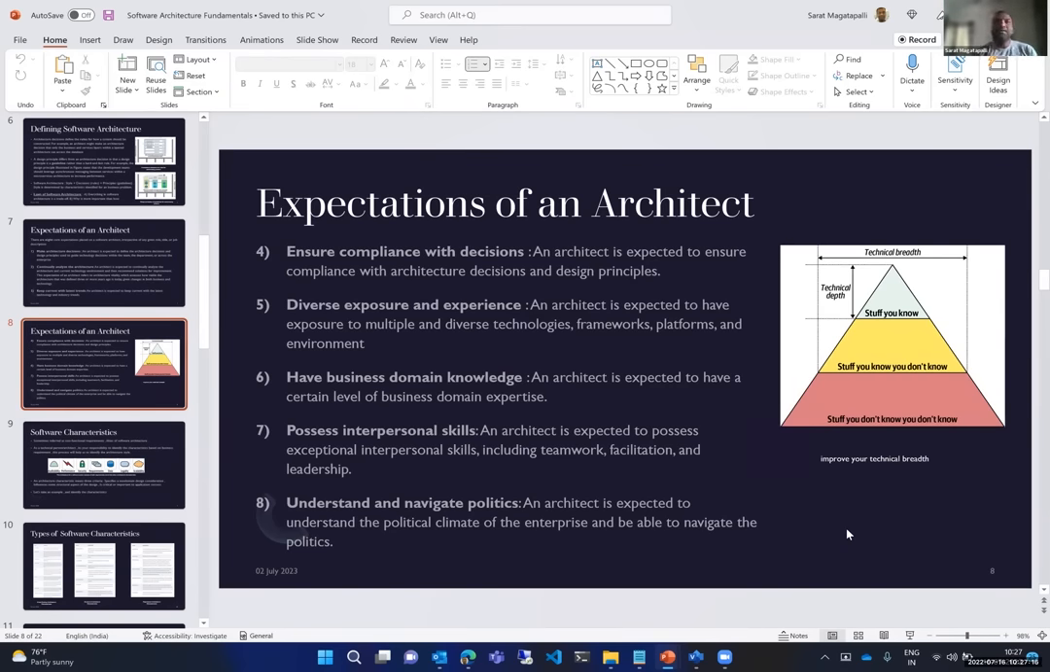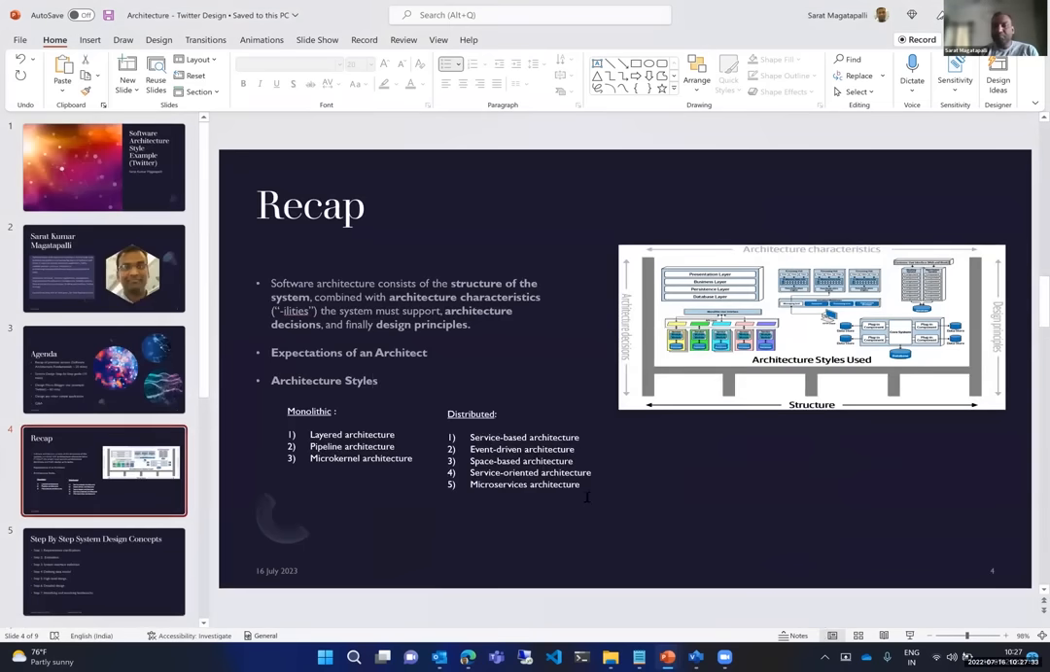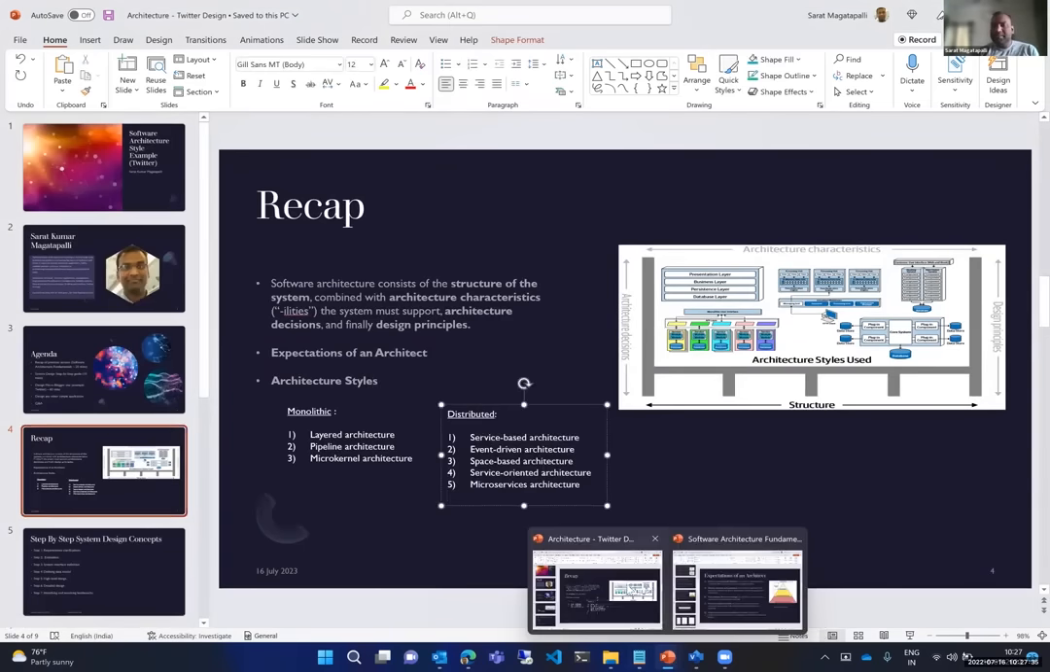So you need to, based on the audience, explain your architecture, and you need to talk to the right person so that things will be moving, right? So this is also one of the important expectations of a software architect. Okay, right? So I think this is what we covered in our last session.